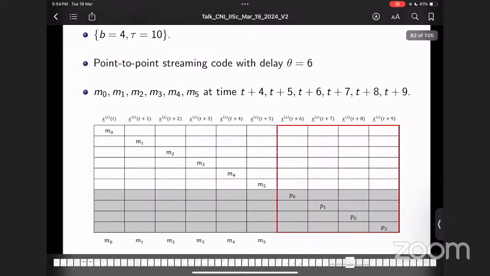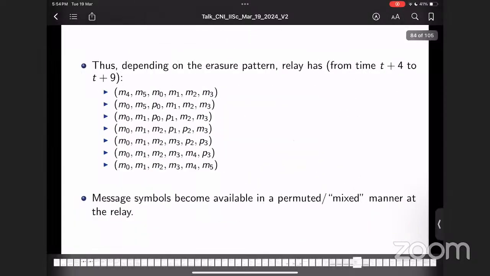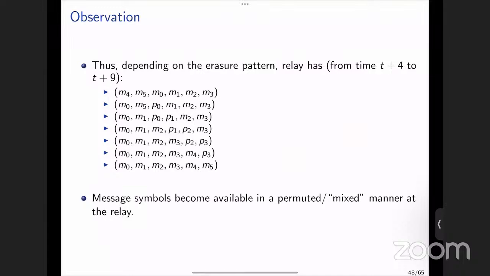So let me just go through these figures. This is a final observation that I want to make. Depending upon the erasure pattern, the relay will have recovered the message symbols in this order. Sometimes it will be M4, M5, M0, M1, M2, M3. Sometimes it will be M0, M5, P0, M1, M2, M3.